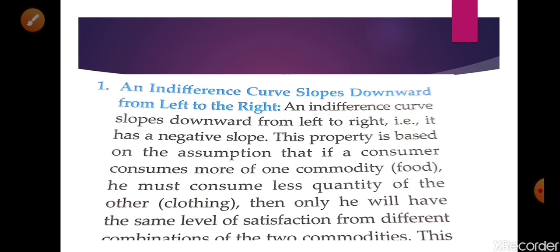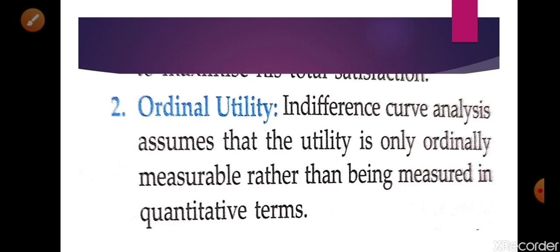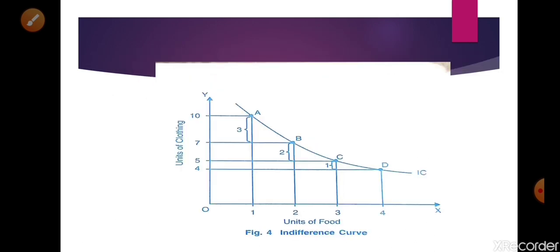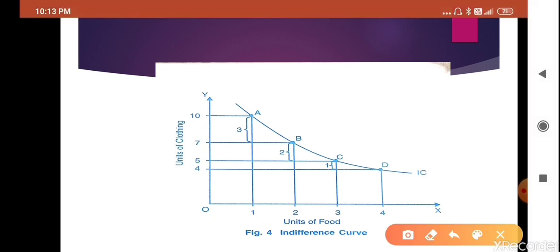Now we are going to discuss the properties of the indifference curve. The first property is that the indifference curve slopes downwards from left to right. To understand this, we have to go through the indifference curve. Let me take this example. The table is there with you, you can use it. I will explain how indifference curves slope downward from left to right.